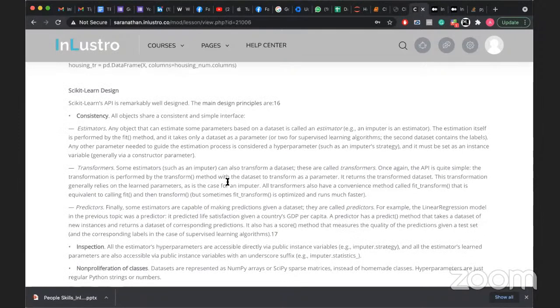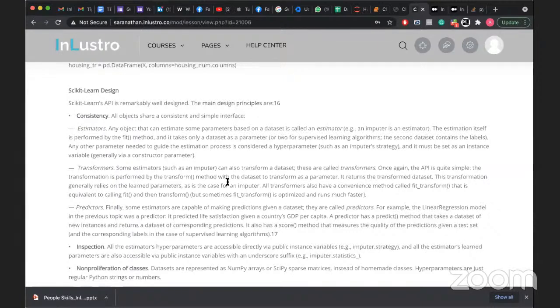Some estimators are capable of making predictions given a data set. They're called predictors. The linear regression model, the previous topic, is a predictor. It predicted life satisfaction given a country's GDP. A predictor has the predict method that takes a data set of new instances and returns a data set of corresponding predictions. It also has a score method that measures the quality of the predictions given a test set.